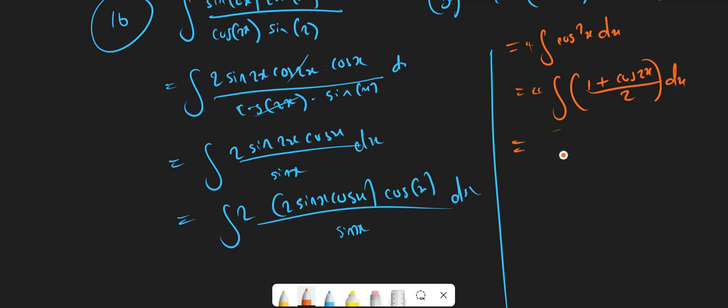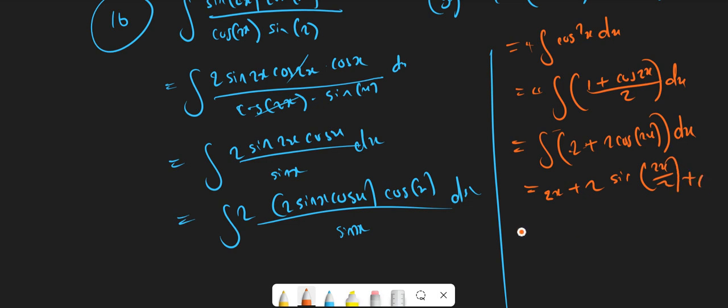So this would definitely be equal to, we can cancel out the 2's, so we have the integral of 2 plus 2 cosine of 2x dx. So this will be 2x plus 2 times sine of 2x over 2, that will be sine of 2x, plus c. So that would be 2x plus sine of 2x plus c. Yes, so that would be our final answer for there.